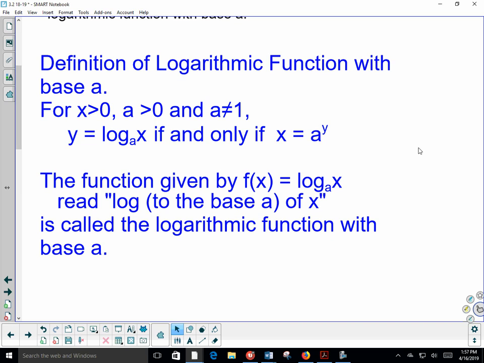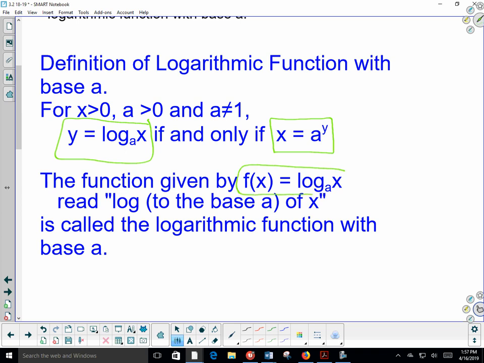So basically it says for x greater than 0 and a greater than 0 and a not equal to 1, y equals log to the base a of x if and only if x is equal to a raised to the y. All right, when you see f of x equaling log to the base a of x, that's how you read this. You say log to the base a of x. Can you say that with me, please? Log to the base a of x. Perfect. So that's the logarithmic function with base a.